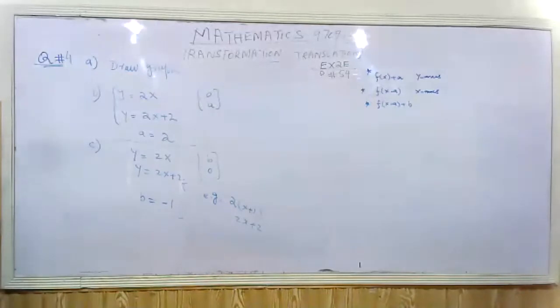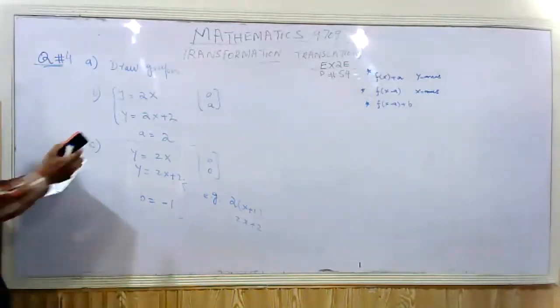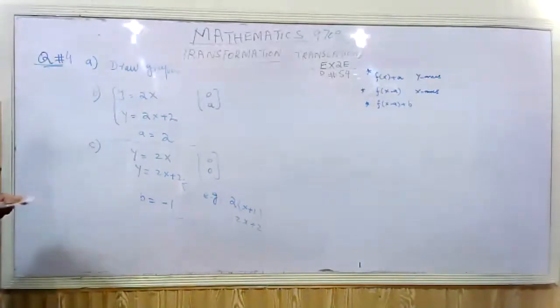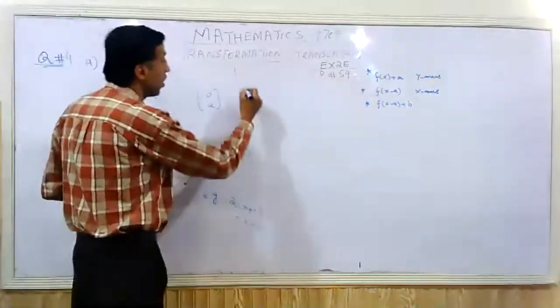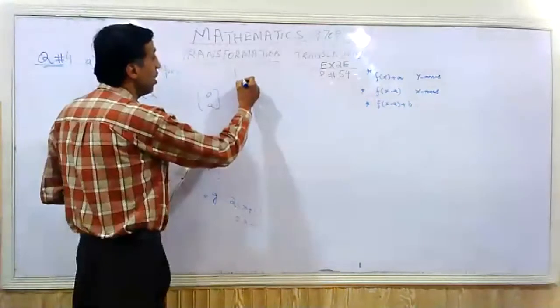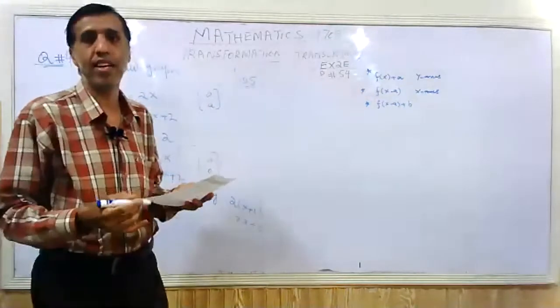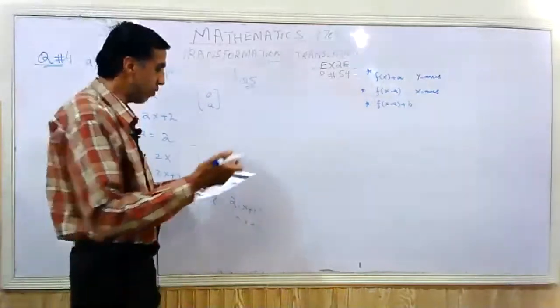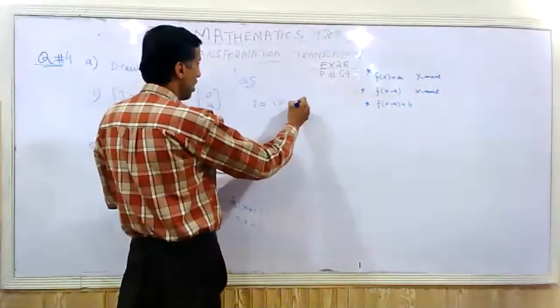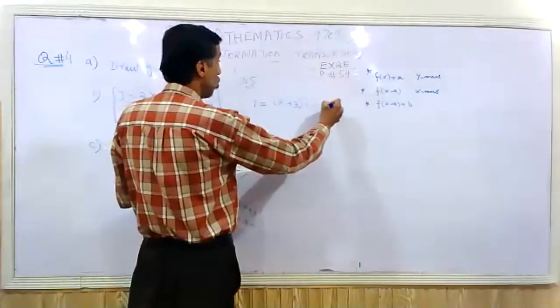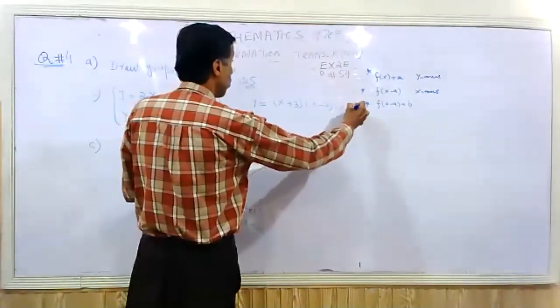This was question number 4. These are small questions, so I will do all of them. Now number 5. Now there is a weekend, you have to revise the whole exercise. Only 3 questions are left. y equals x plus 3, x minus 2, x minus 5.